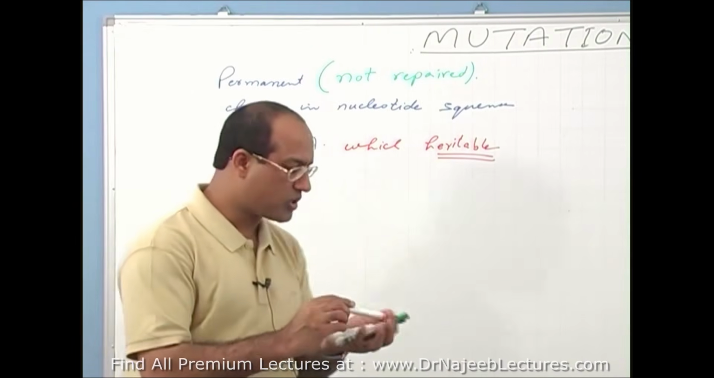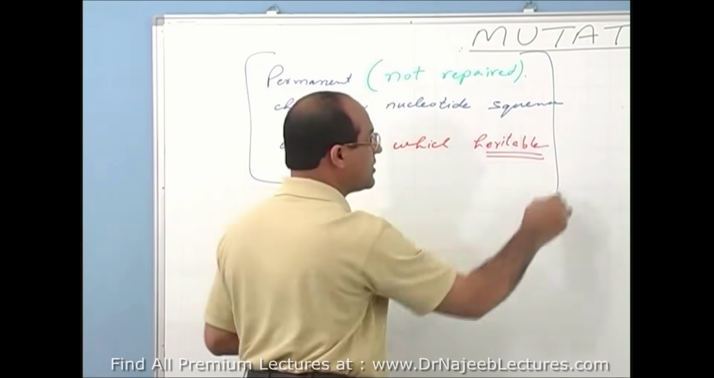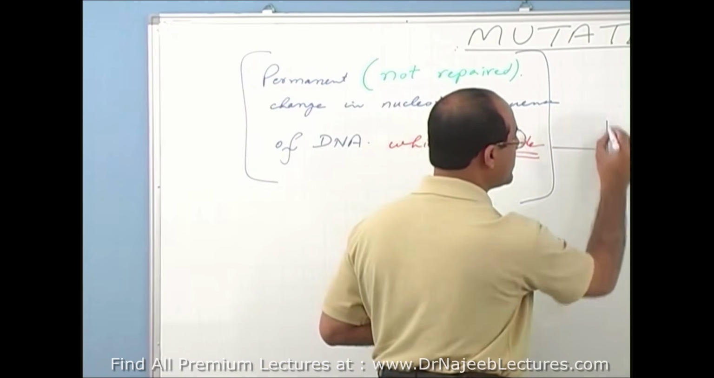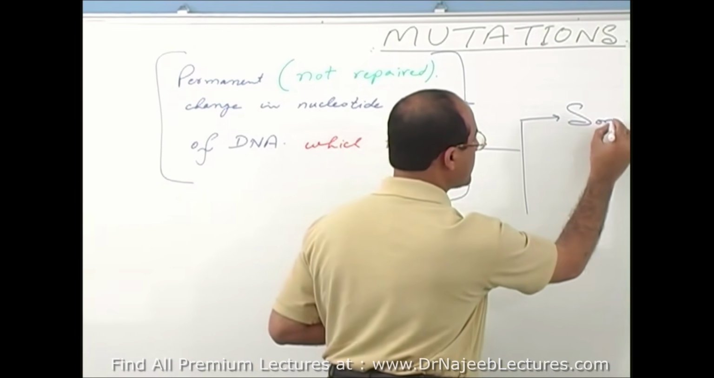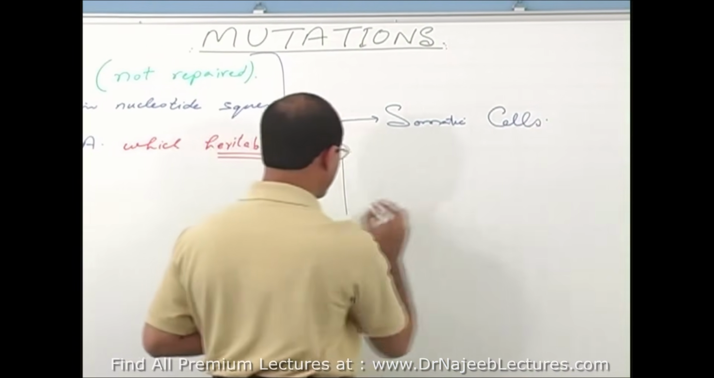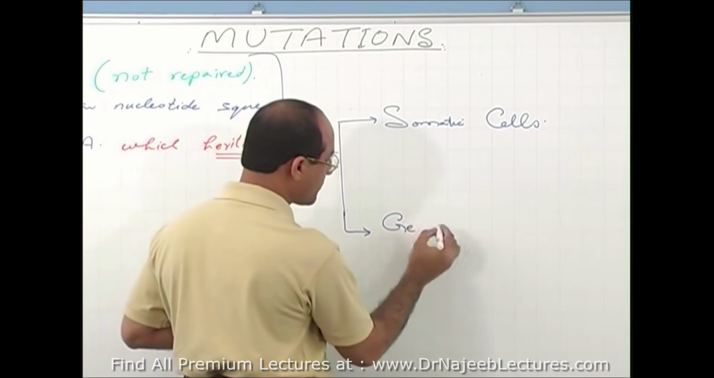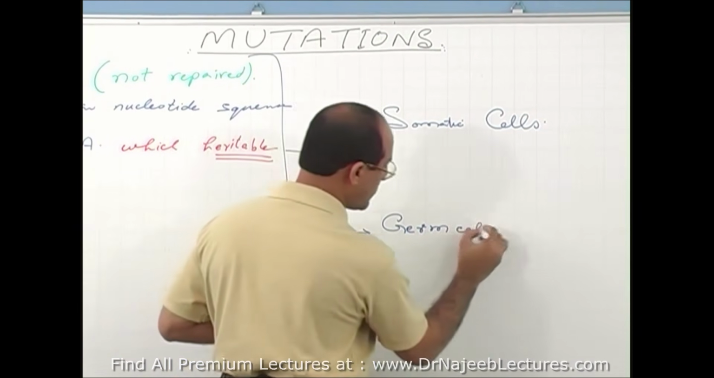Now, mutations can occur in two types of cells. Mutations can occur in somatic cells, or mutations can occur in germ cells.